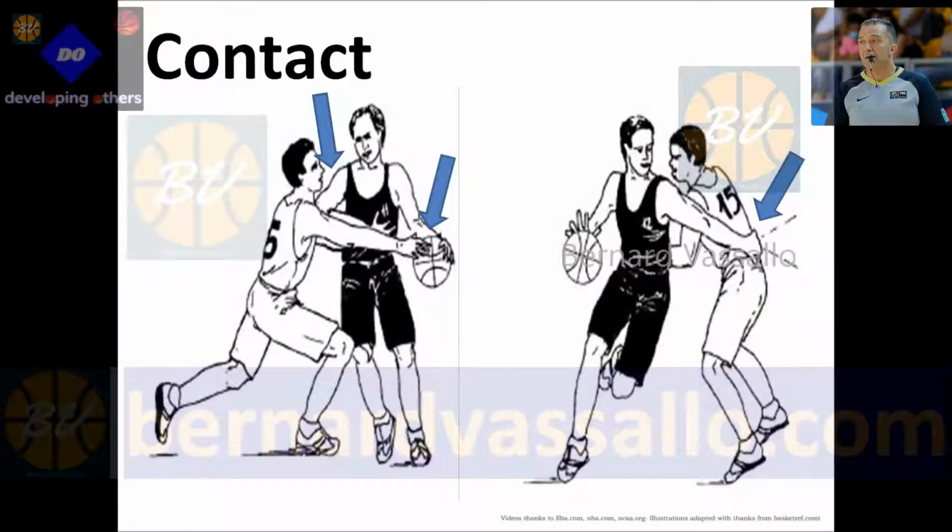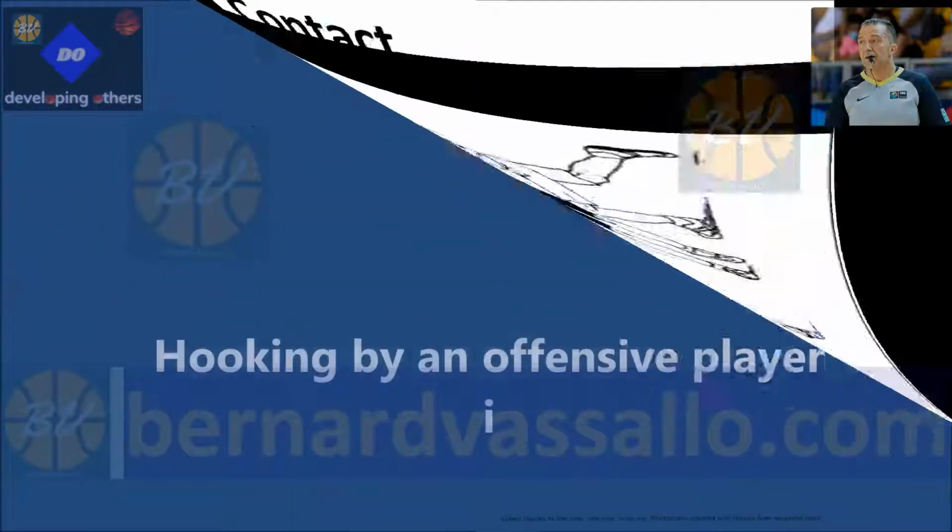Moving towards the right side of the picture, here the dribbler, black 12, is extending his arm when trying to beat his defender, white 15. This extension of the arm, this hooking, is clearly putting the defender in a disadvantage, and therefore a foul should be called against the offensive player.